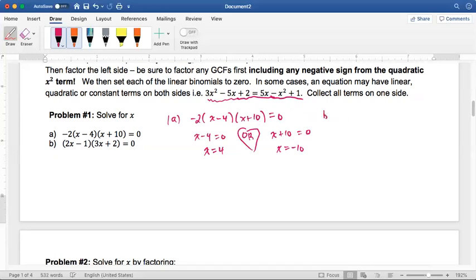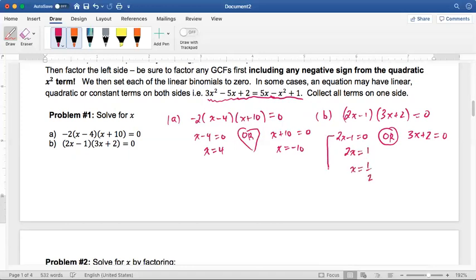So let's take a look at this second one here, which is going to be a bit more work. So 2x minus 1 times 3x plus 2 is equal to 0. So the first binomial is 0, or the second binomial is 0. I don't have enough space there to put a heart, so I'm sorry to disappoint. So we'll have 2x is equal to 1, or x is equal to 1/2.